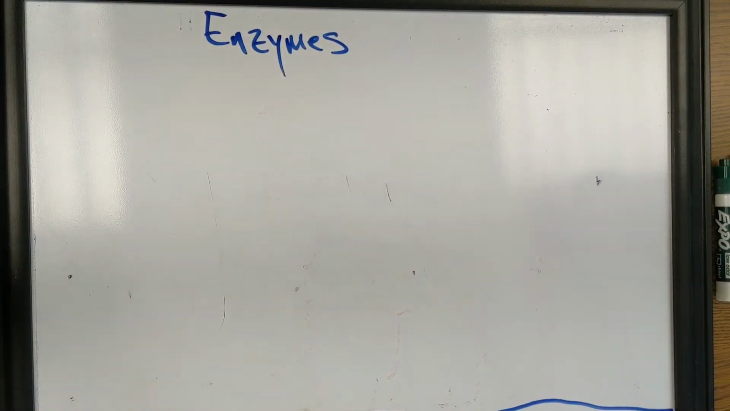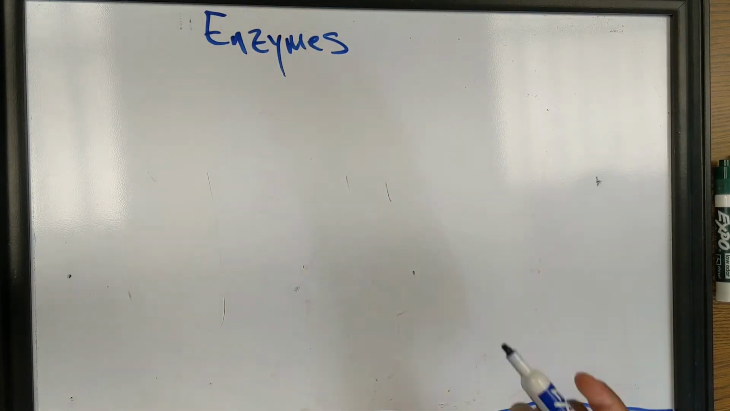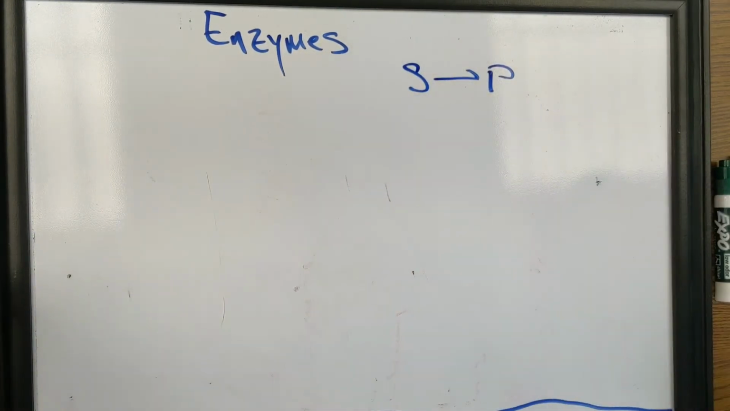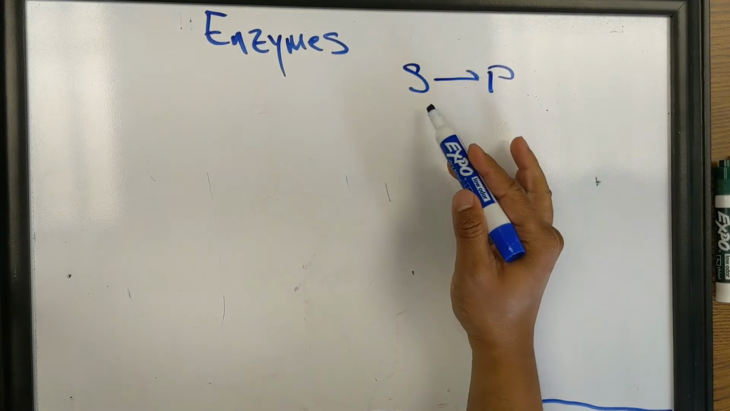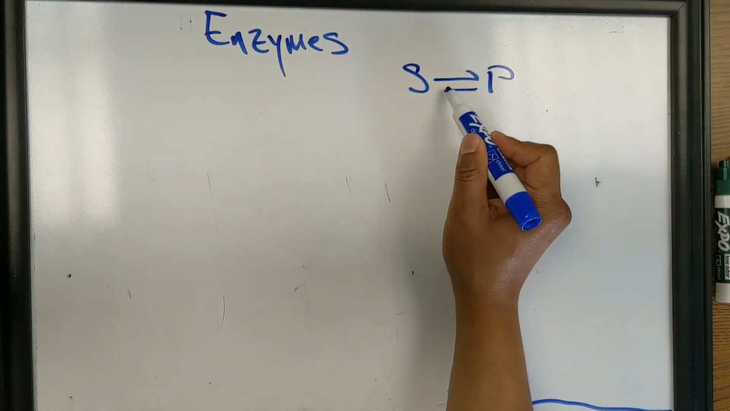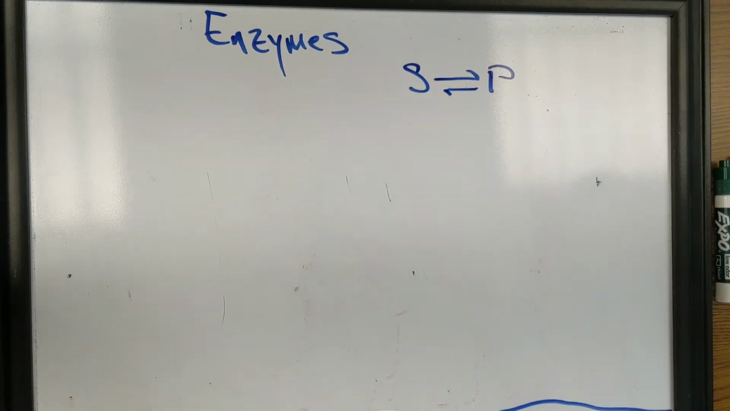Okay, so we're still talking about enzymes. We're leading up to the transition state theory, but we have to back up a little bit and talk about chemical equations and just do some basic stuff from GChem. So if we're looking at the equation, S goes to P, a simple substrate goes to product. We know that there's a forward and reverse reaction here.